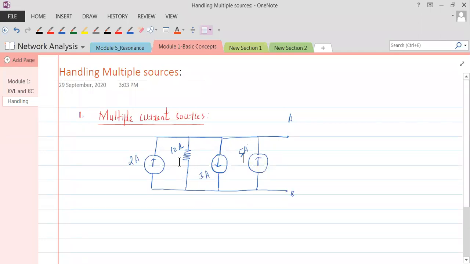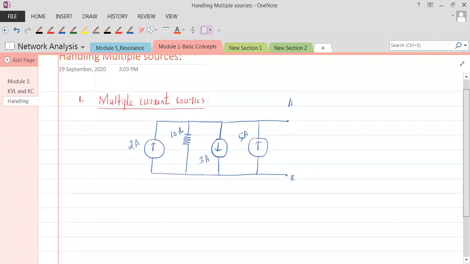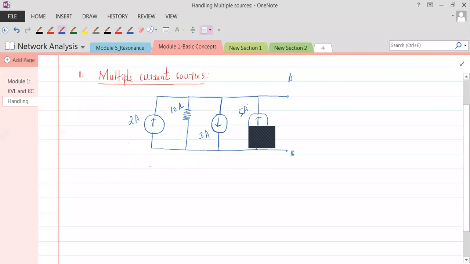How? Now see here, this 3 ampere and 2 ampere, you see this, right? So 2 ampere is going upwards, 3 ampere is coming downwards, and 5 ampere is going upwards. Everybody understand that? Now you can add the current sources wherein the currents are flowing in the same direction. That means this 5 amps and 2 amps can be added, because they are in the same direction.